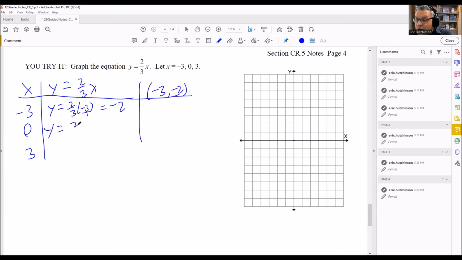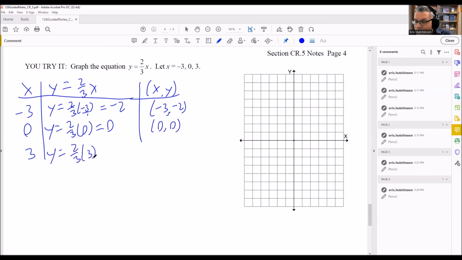Next, we put in a 0. 2/3 times 0 is 0. 0 times anything is 0. So we get, oops, and I should have put, this is supposed to be xy on top here. So let's do xy there. And now that makes sense. -3, -2. And then this one, we did that earlier, and we get a 0 there. So 0, 0. And then we have y equals 2/3 times 3. Again, that's 3/1. Multiply across the top, across the bottom, you'll get 6/3, which is 2. So you get the point 3, 2.